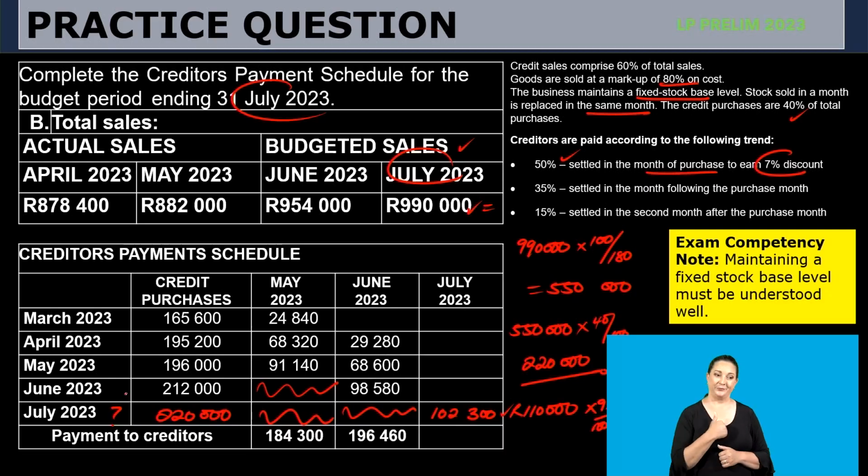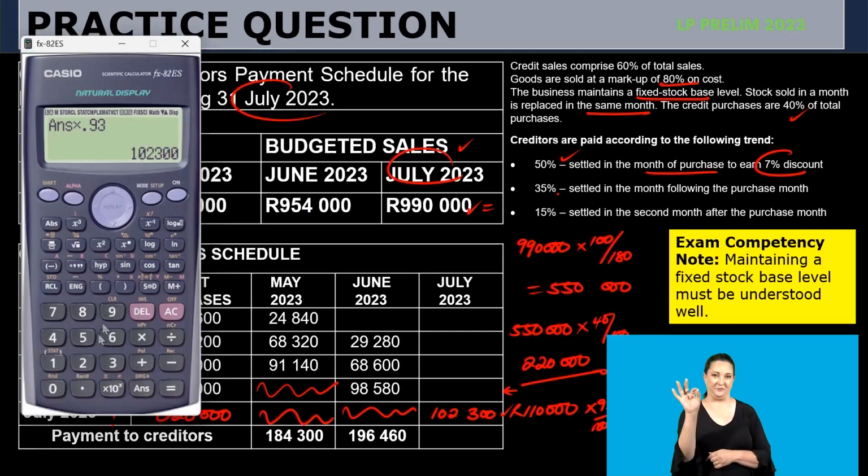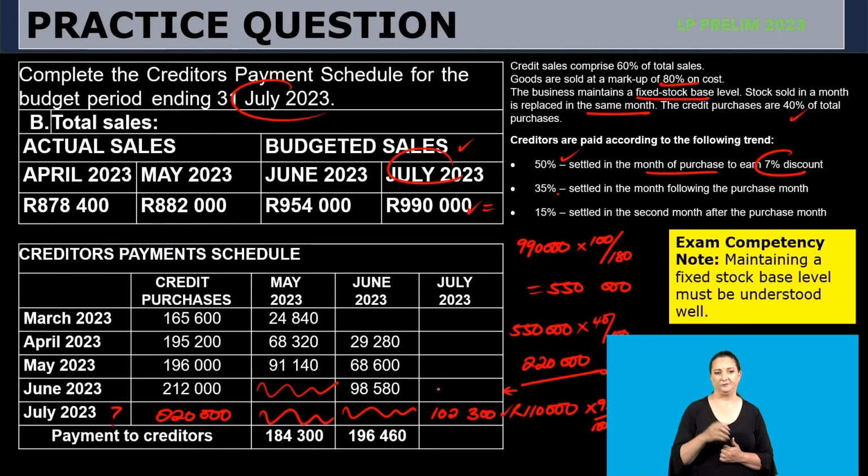And then I'll come to the month above. If I buy goods in June, I'll pay 50% in June and 35% in July. So I'm looking here now. So I'll say 212,000. Then I multiply that by 35%. That will give me 74,200. So I'll come up here, then that will be 74,200.